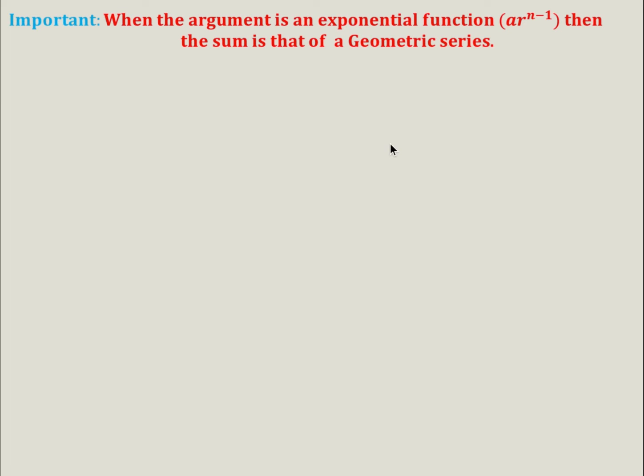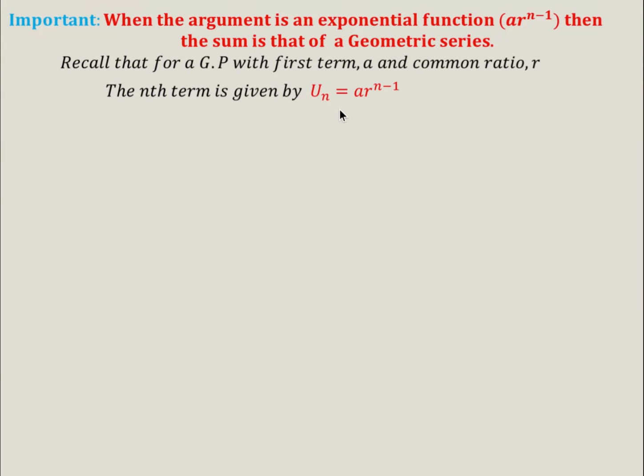In the case of a geometric series, you would recognize that a series written in sigma notation is a geometric series when the argument or the summand of your notation is an exponential function, usually of the form ar to the n minus 1 or any other exponent. We recall that for a geometric progression with first term a and common ratio r, the general term is given by un equals ar to the n minus 1.